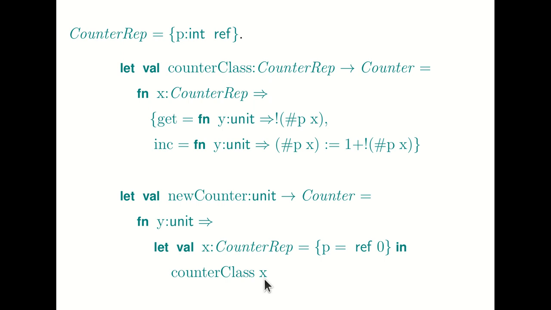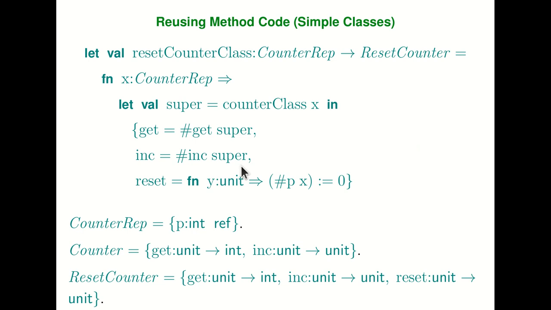and then passes it to the counter class constructor. And so now this is starting to look a bit like Java, where when you invoke a constructor, you never actually explicitly build the counter representation. You just modify it in your constructor.